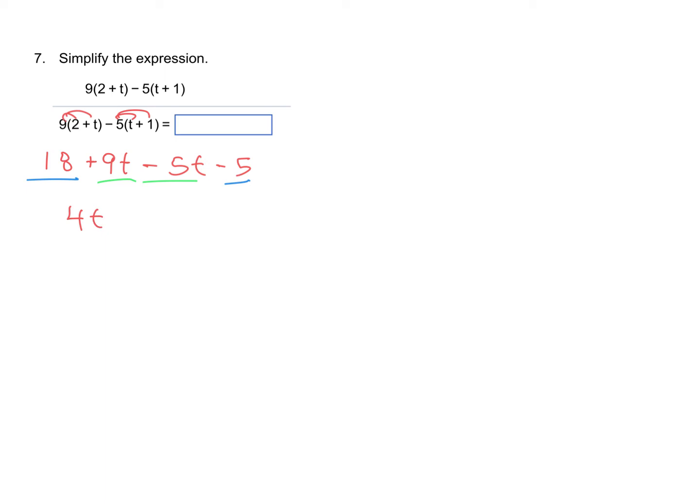And what about here? We have 18, take away 5, is 13. There's more positives, so there's going to be positive 13 left over. Your answer is 4t plus 13. You don't know what t is worth, so you can't bring it to a single number, but you can simplify the expression to that.